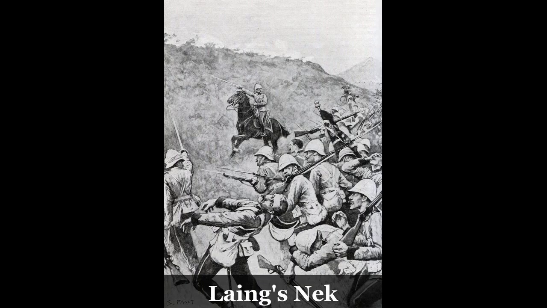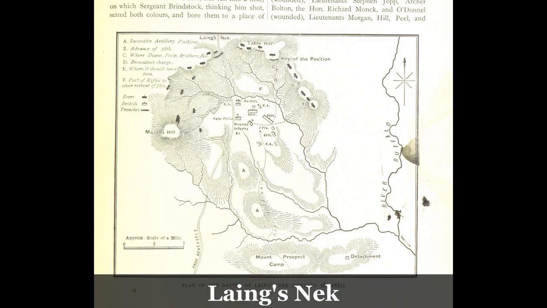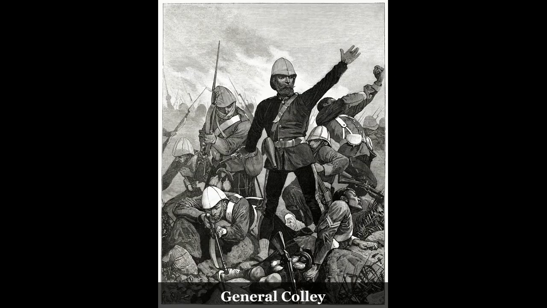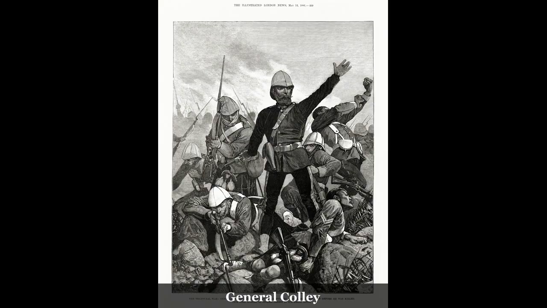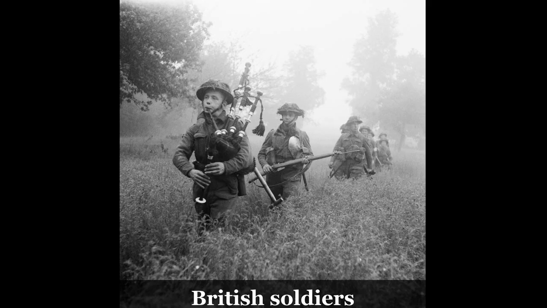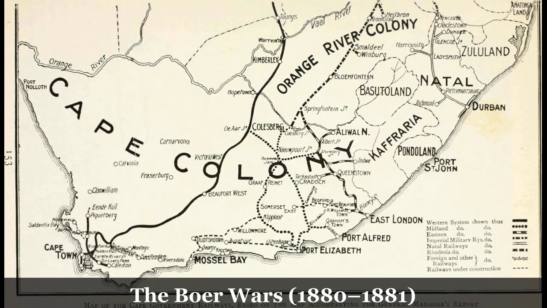One of the most significant battles of the war took place on January 28, 1881, at Laing's Nek, a strategic pass in the Drakensberg Mountains. A British force of over 1,200 soldiers, led by General Colley, attempted to capture the pass from a smaller group of Boer commandos. Despite being outnumbered, the Boers held their ground, and after a fierce battle, they emerged victorious, killing or wounding over 160 British soldiers.